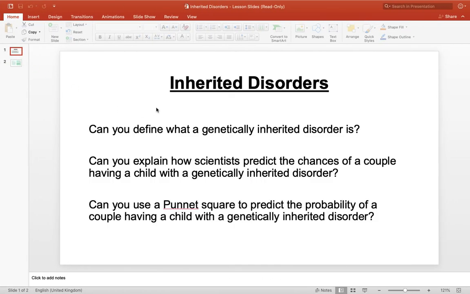So you should now be able to tell me what a genetically inherited disorder is. You should be able to explain how scientists predict the chances of couples having a child with a genetically inherited disorder, and you should be able to use a Punnett square to predict the probability of a couple having a child with a genetically inherited disorder. This has been a very difficult lesson.